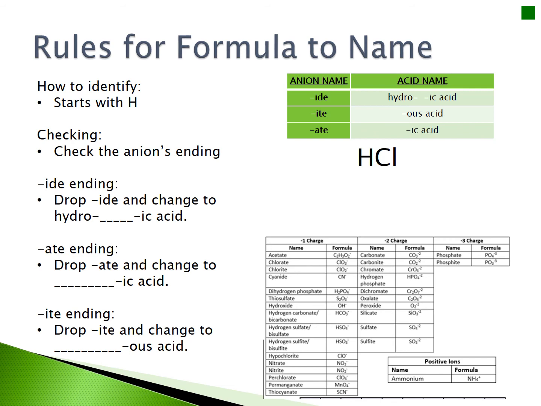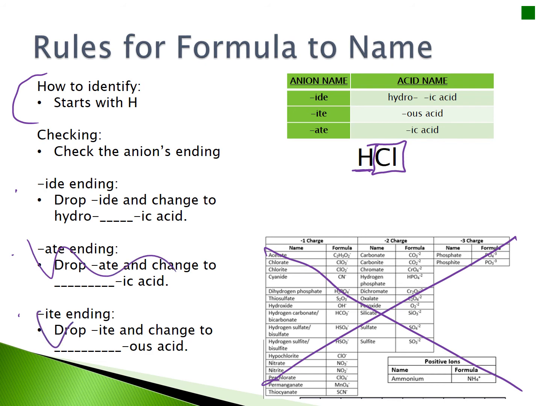HCl. So first I have to identify that it's an acid, and yes it is because it starts with an H. Then I'm going to check the anion's ending. So the anion in this case is Cl, which is not polyatomic, so I'm not going to be looking on this ion sheet. So it is going to be either ide, ate, or ite. Well, ate and ite are always found on that ion sheet, so it'd be chloride. Okay, so I've got chloride.